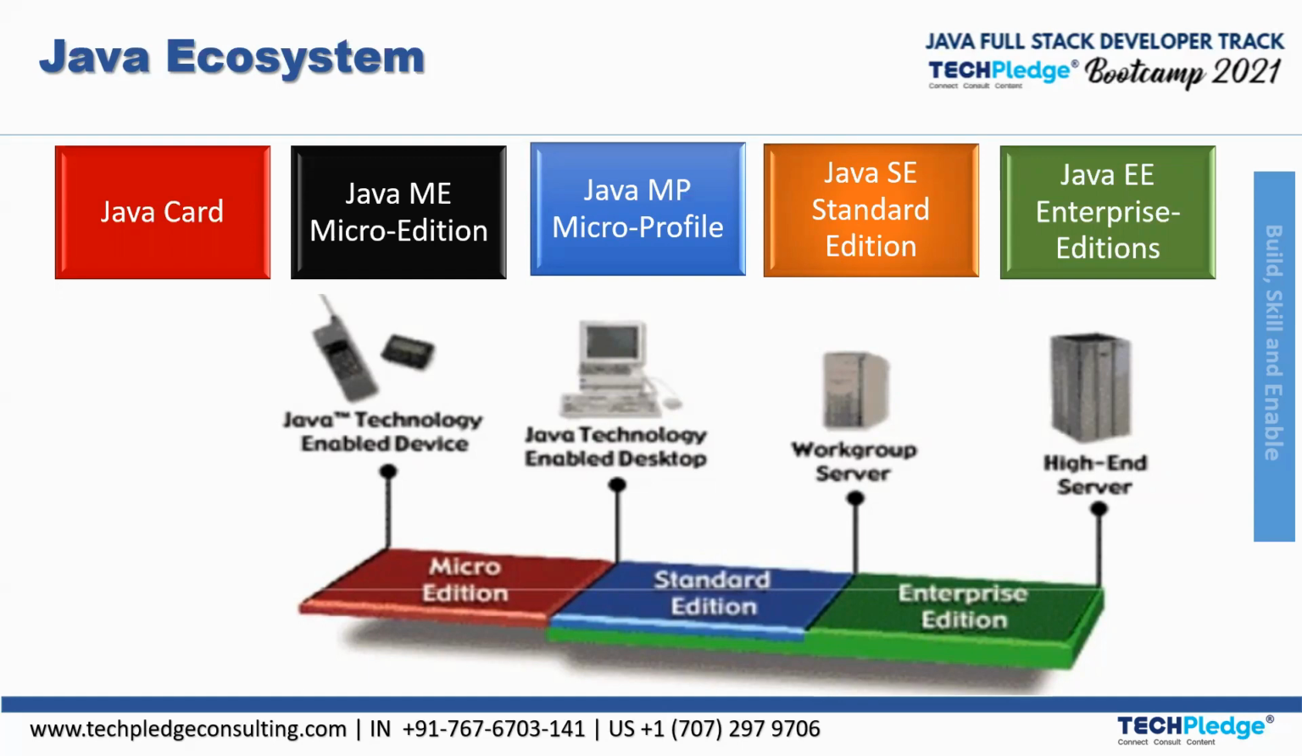For example, if I have a company which creates only chips for electronic devices like a microwave or the television or something like that, then I'll be using the Java Card because I don't have the use for the other editions. So it is specifically the Java Card.